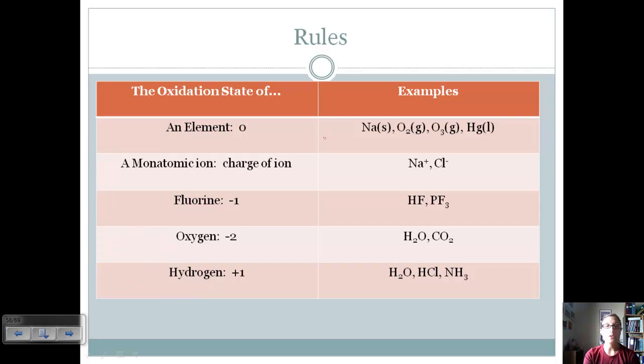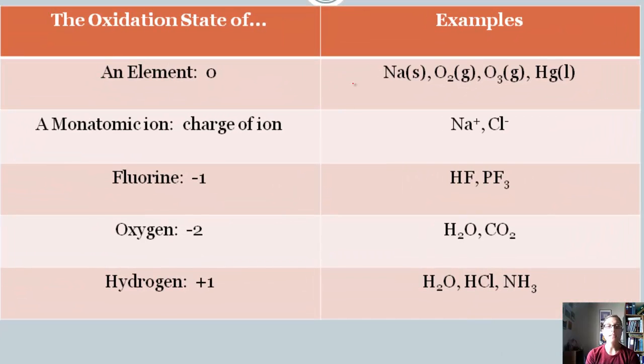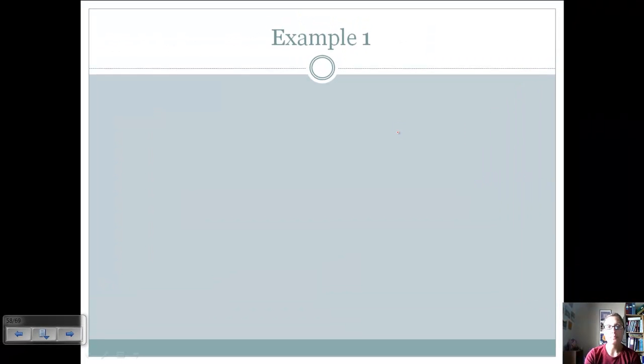Okay, a couple of rules for determining oxidation states for particular elements in a compound. If it's the element by itself, so it's in its neutral state, then the oxidation state is 0. If it's a monatomic ion, so if something is aqueous, it's the charge on the ion, and that's what you're going to run into most often. Fluorine always has an oxidation state of -1. Oxygen always has an oxidation state of -2. And hydrogen always has an oxidation state of +1. So usually you can use those to figure out the oxidation states of whatever else is bonded in the compound.